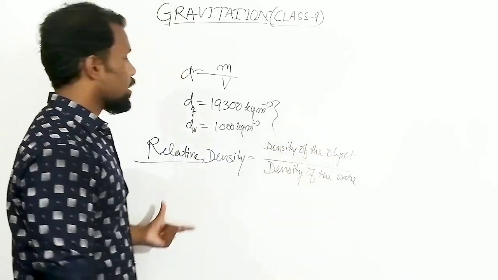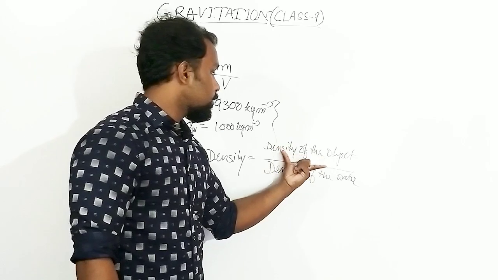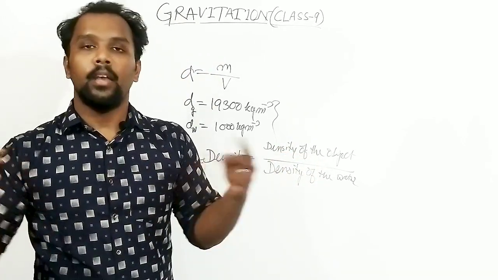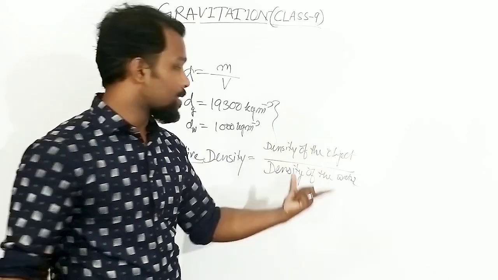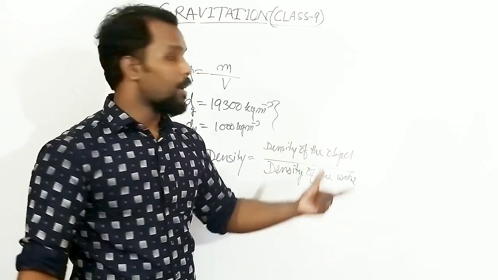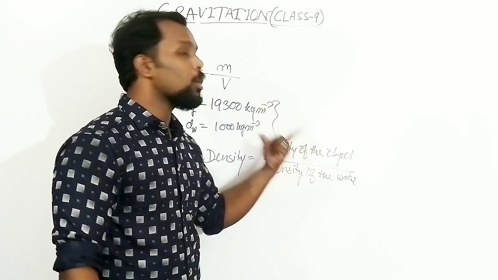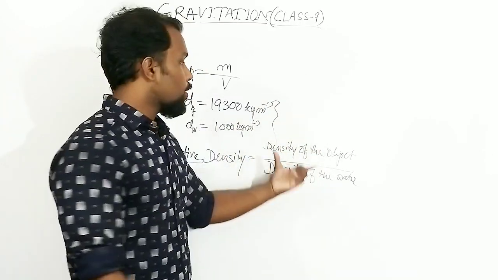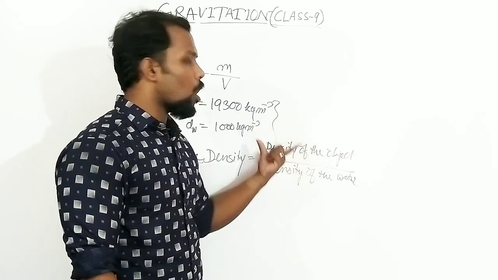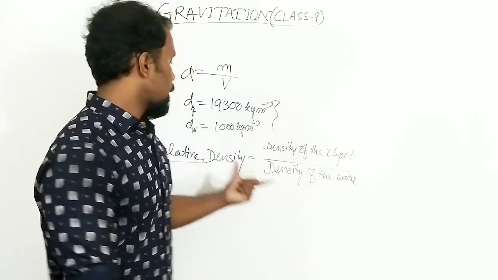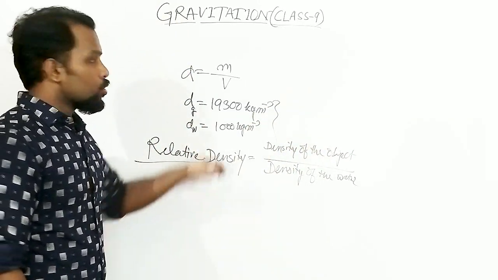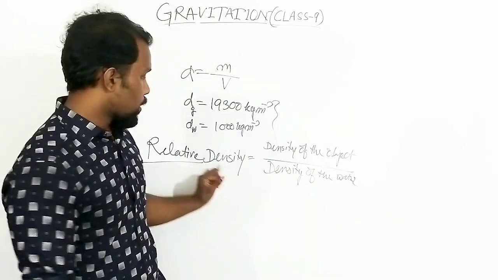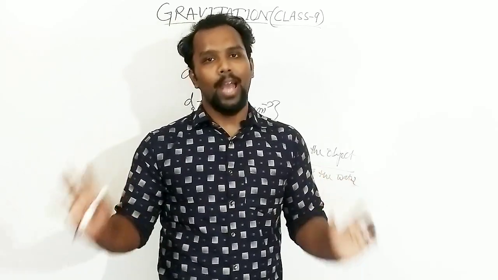Again, this relative density varies with the object, because all objects have different densities. The density of water is the same, but the numerator, the density of the object, varies with every object. So as the objects vary, the density of the object also varies, and along with that the relative density also varies. So this is the concept of relative density, and with this concept our lesson gravitation is going to end.